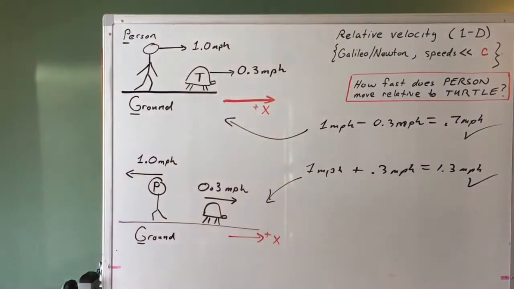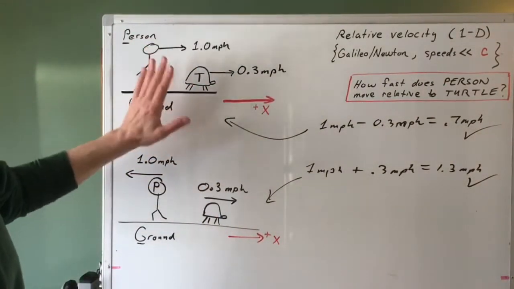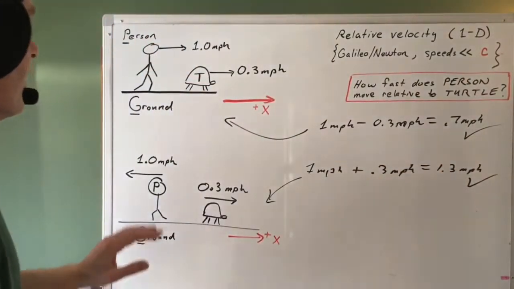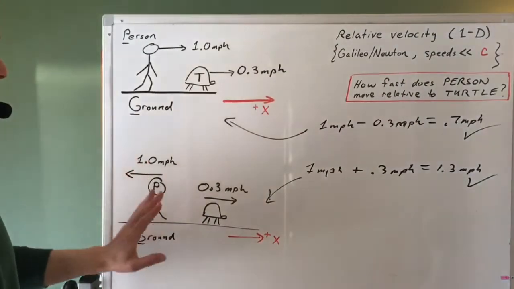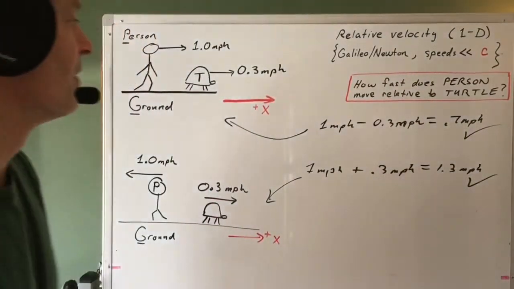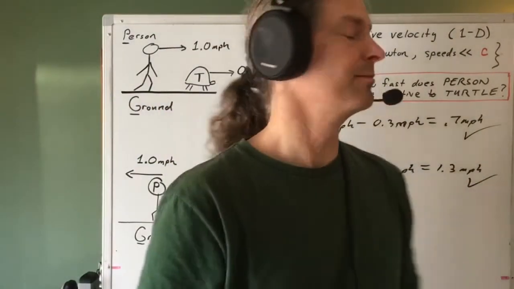All right. So in the first example, the separation between the person and the turtle is changing at the rate of 0.7 miles per hour. And in the second example, the separation between the person and the turtle is changing at the rate of 1.3 miles per hour. All right, so that's sort of seat of the pants relative velocity treatment.